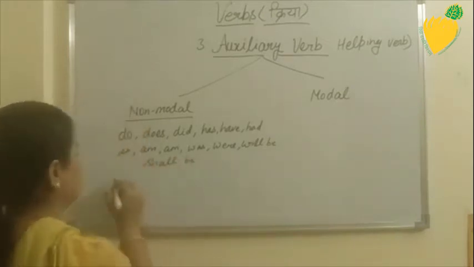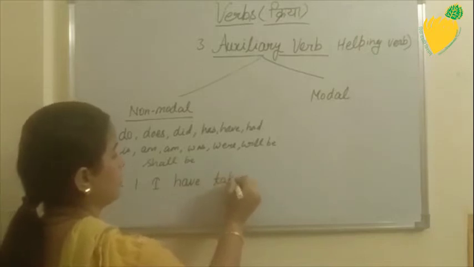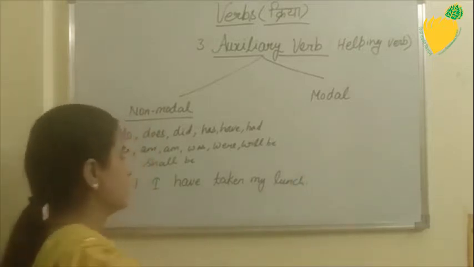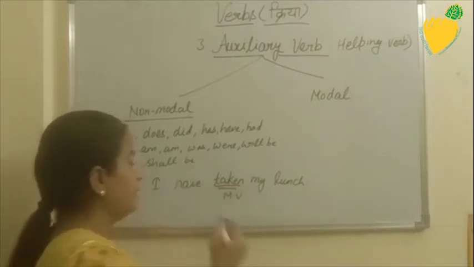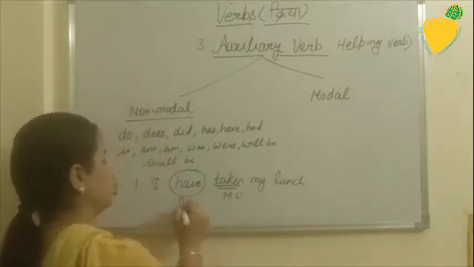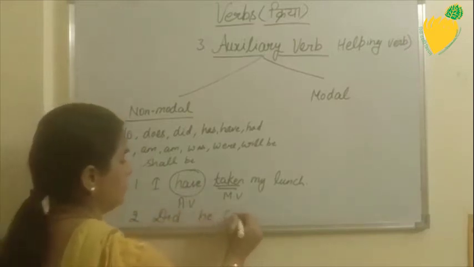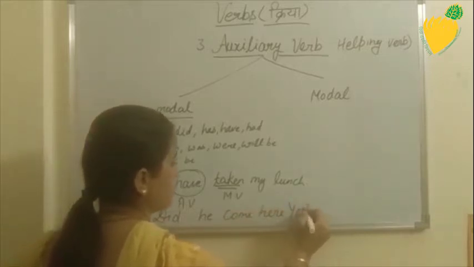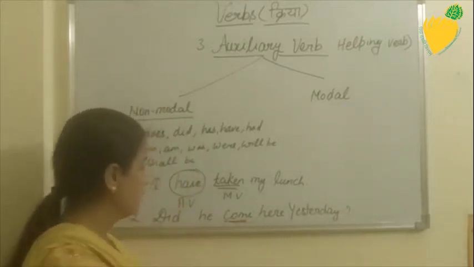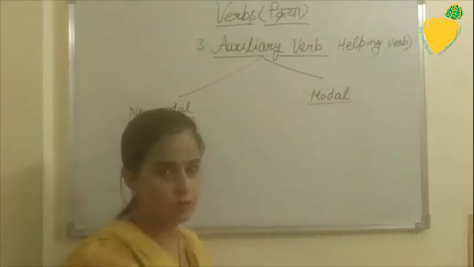For example, I have taken my lunch. In this sentence, taken is the main verb and have is the auxiliary verb which is helping the main verb in the sentence. Next example is, did he come here yesterday? Now in this sentence, come is the main verb and did is the auxiliary verb which is helping the main verb in the sentence.